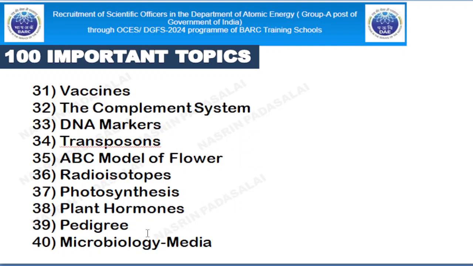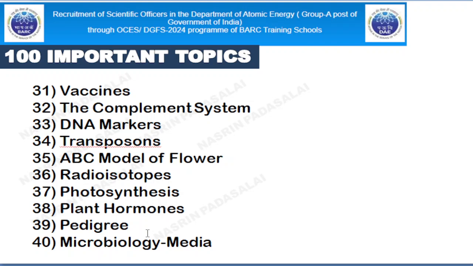Next is vaccines. Give more attention to the corona vaccine: Covaxin and Covishield, how they were manufactured, whether it is an mRNA vaccine, or a killed vaccine, or a subunit vaccine. Next is complement system. Next is DNA marker.